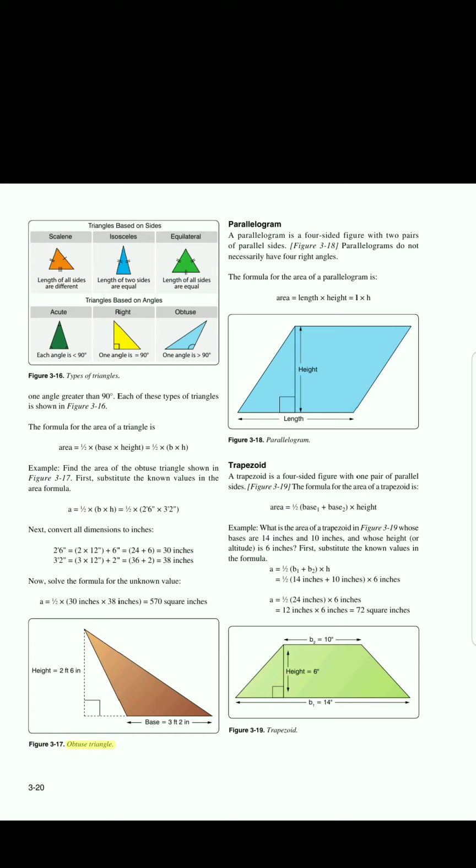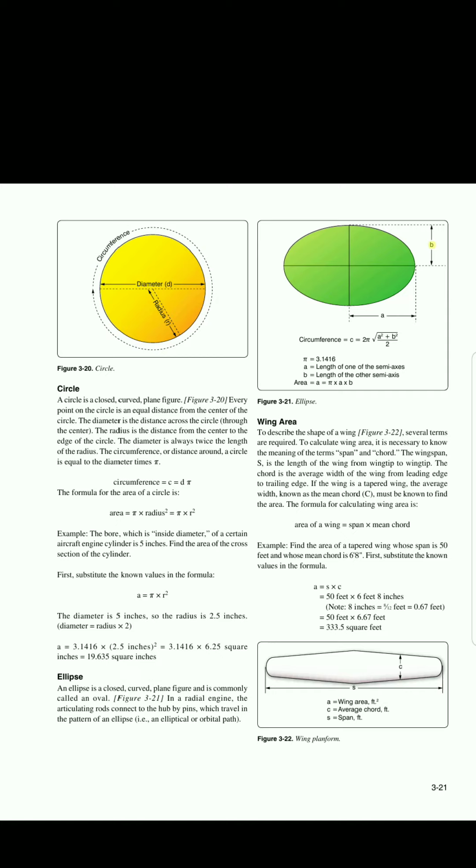Obtuse triangle. 3-20. Circumference. B. Diameter D. Radius R. A. Circumference equals C equals 2 pi times the square root of (A squared plus B squared) over 2. Pi equals 3.1416. A and B equal the length of one of the semi-axes.